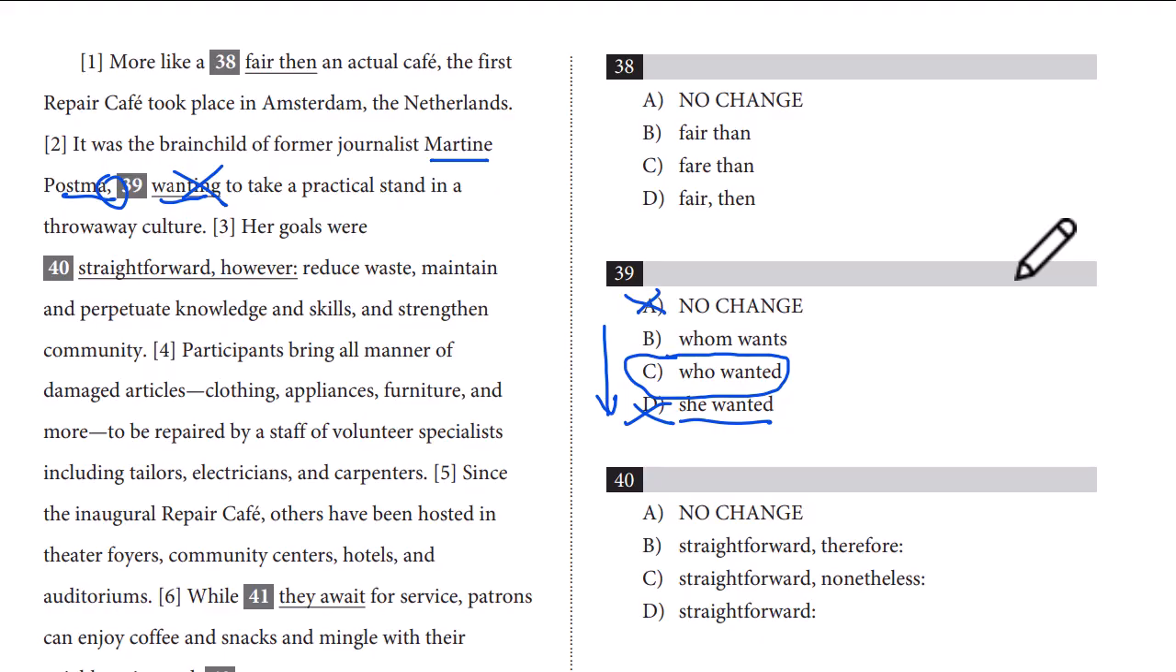And by the way, one way you could do that is substitute another subject pronoun or another object pronoun in place. So Martine Postma, she wanted to take, that sounds better than her. Martine Postma, her wanted to take. No, that doesn't make sense. Her would be the object pronoun. She is the subject pronoun. So I do that sometimes with who versus whom. I substitute other subject-object pronouns to see which fits better. So the subject pronoun is definitely correct, and it's who. Although I happen to use she in my substitution, that is not the right answer, as I've suggested in the first place. So C is the correct answer for 39.